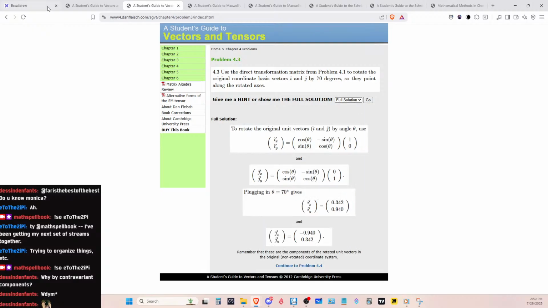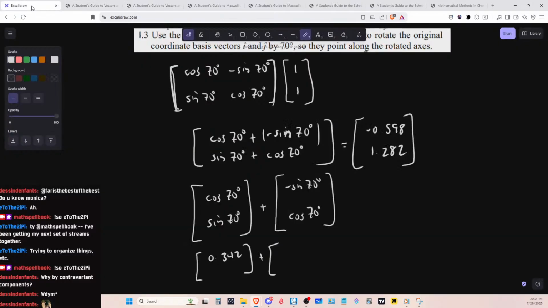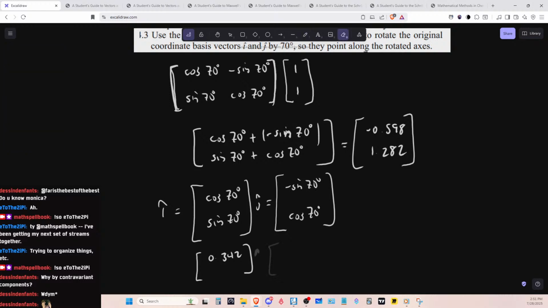Let's take a look. Oh, so you have to do it this way. Okay. So it's just separate components. Okay. So this would be i under the transformation, and this is j under the transformation. I think I'm mixing them up with linear transformations. That's the reason why I keep fouling up the answers here.